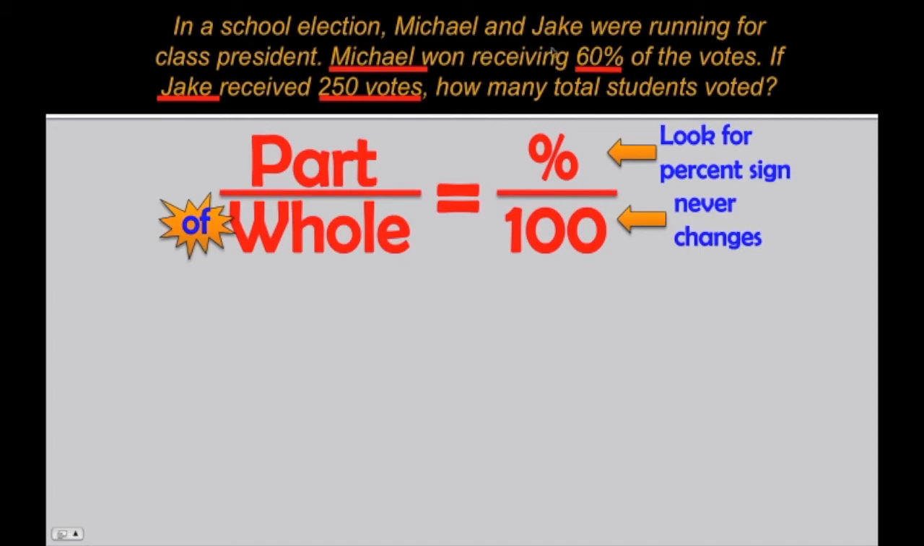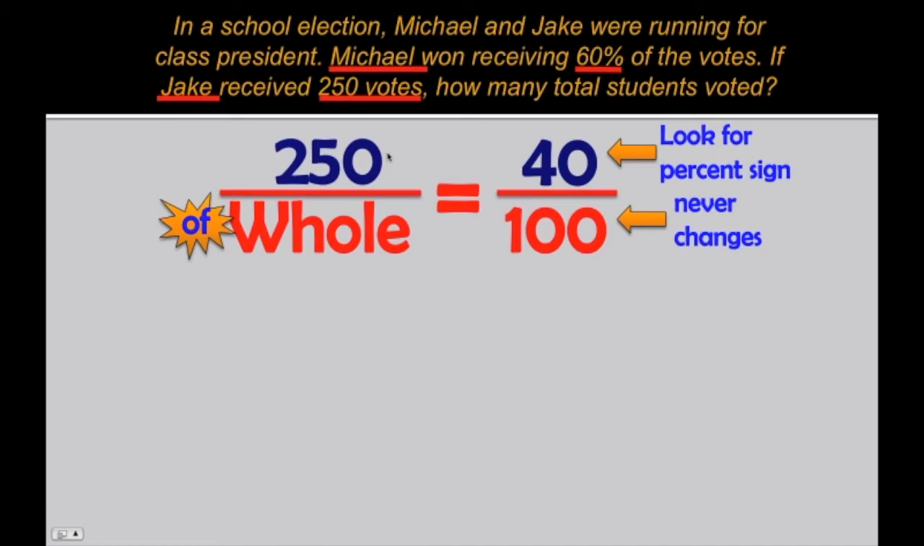Now, let's use Jake's information to help us. We know that Michael won, receiving 60% of the votes, but how many votes did Jake receive? Well, he received 40% of the votes. Because Michael got 60, Jake was the only other person, therefore he got 40%. Now we also know that Jake's 40% was the same thing as 250 votes.